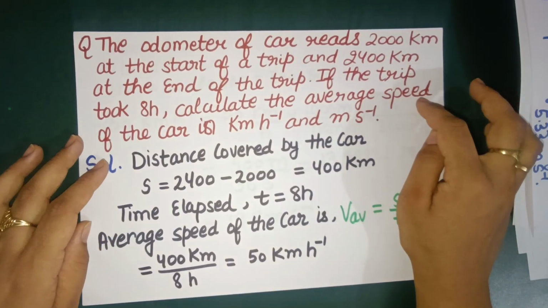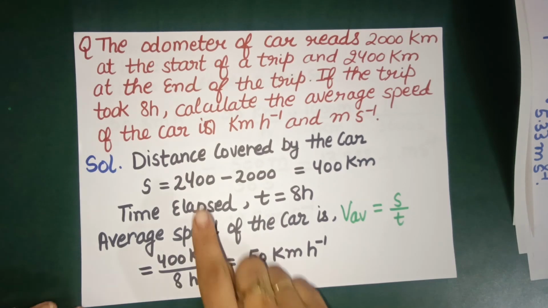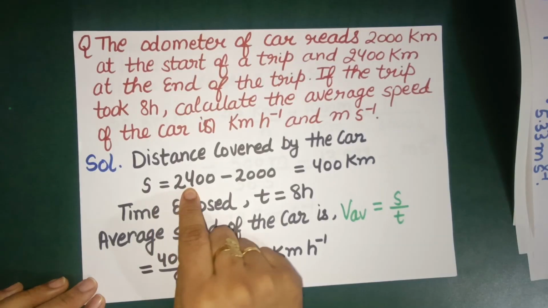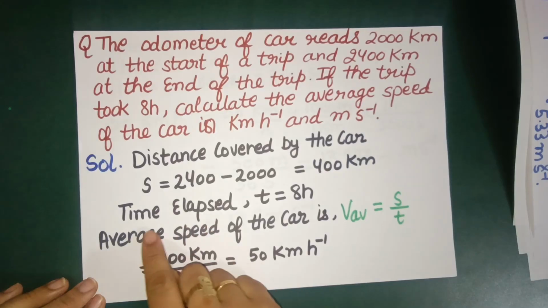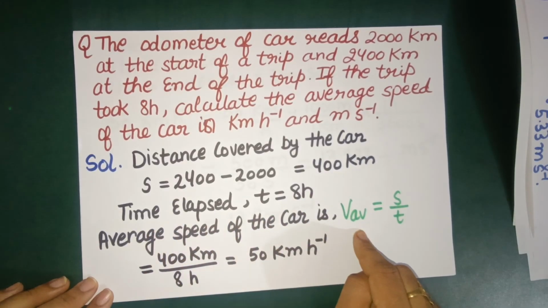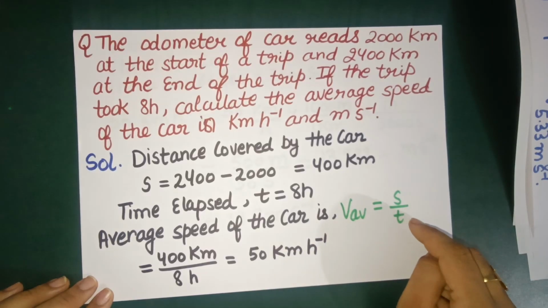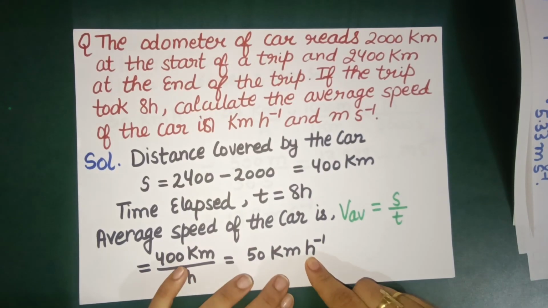For average speed, what do we need? We definitely need the distance covered. So how will we find the distance covered? From the odometer reading at the end, we subtract the one we had at the start, and we get the distance covered. So the distance covered by the car is 2400 minus 2000, which gives us 400 kilometers, and the time taken is 8 hours. So the average speed of the car is V average equals S by T. The distance covered is 400 kilometers and the time is 8 hours, which gives us 50 kilometers per hour.